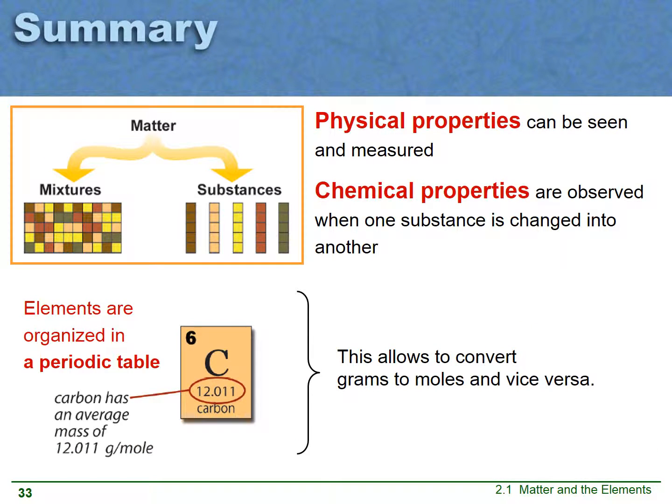In summary, physical properties can be seen and measured, whereas chemical properties are only observed when one substance is changed into another. Elements are organized by chemical properties into the periodic table. An element's average atomic mass allows us to convert from grams to moles and from moles to grams.